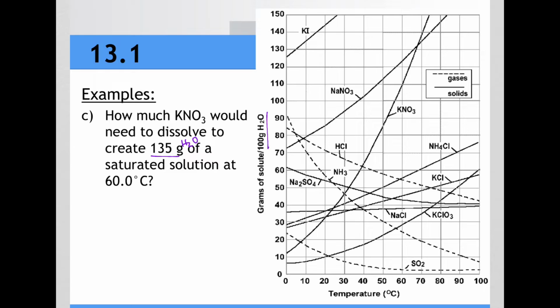So if I want to know how much will dissolve in 135, this is where the proportion would come into play. So I have 60 degrees right here, and I want to find the potassium nitrate line, which is this one right here. So at 60 degrees, I see that if I have 100 grams of water, I would have 110 grams of potassium nitrate in 100 grams of water. So how much would dissolve in 135 grams of water? Now it's just a matter of solving your proportion. So assuming you do your math correctly, pause the video for a moment, solve this yourself.